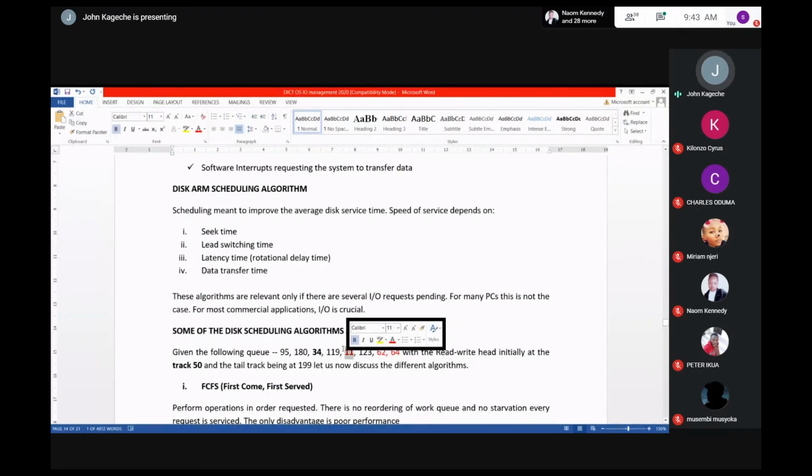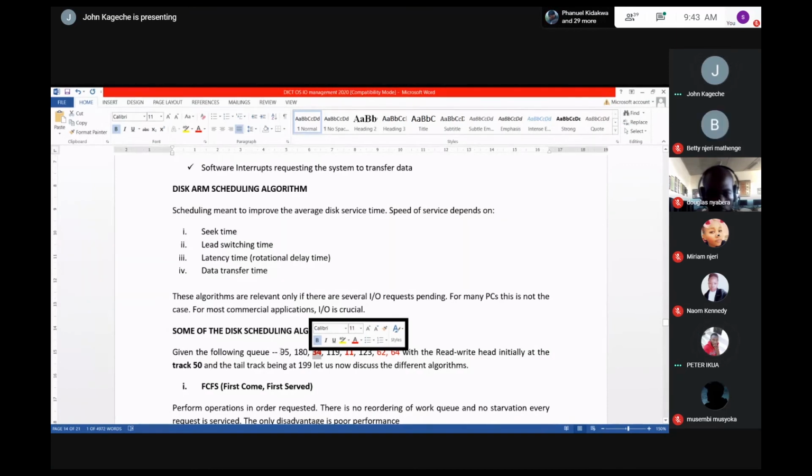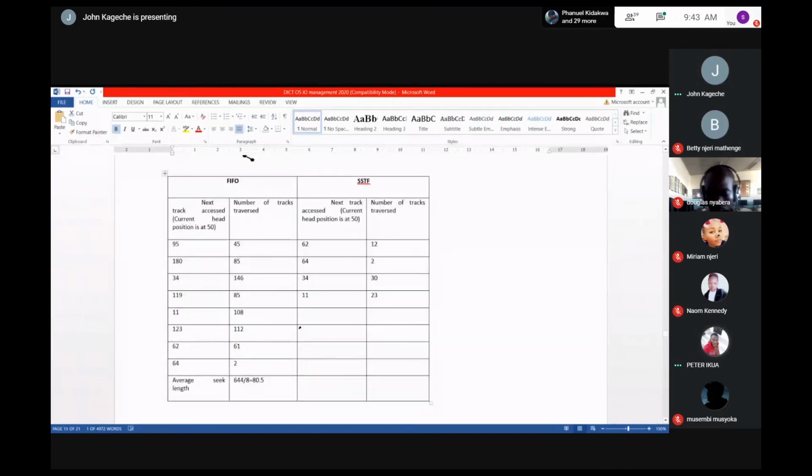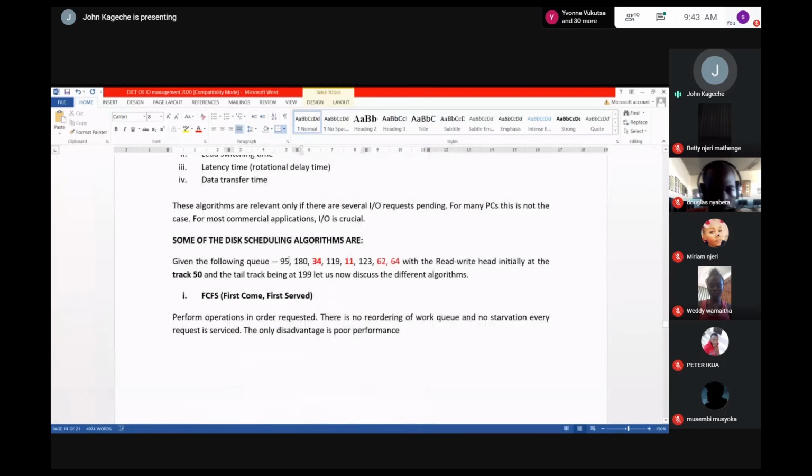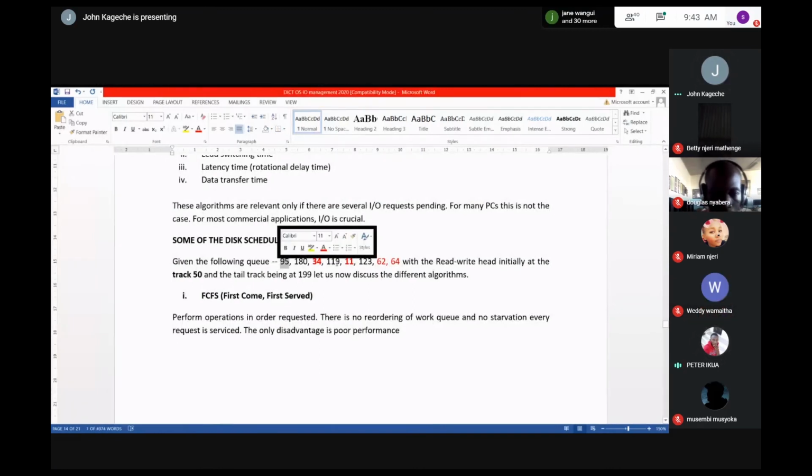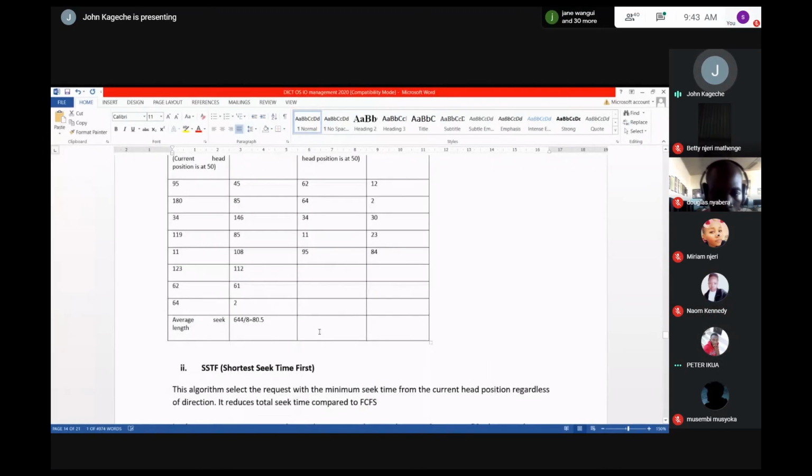Sorry, I should have done red. Now we are at 11. Which is the closest distance? Is it 95? It's 95, yeah? So I go to 95 here. 95 minus 11 is 84. Now, from 95, which is the closest distance? This one. 123. 119, sorry. 119, yes. So we go to 119. Now, 119 minus 95 is 24.